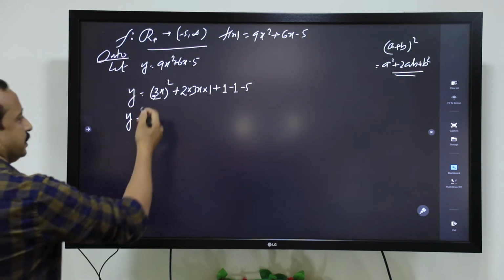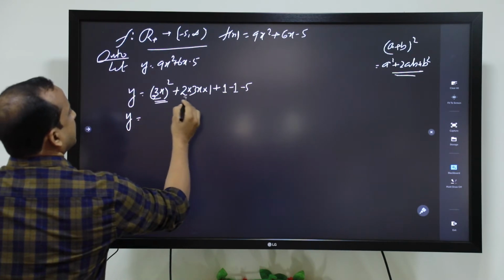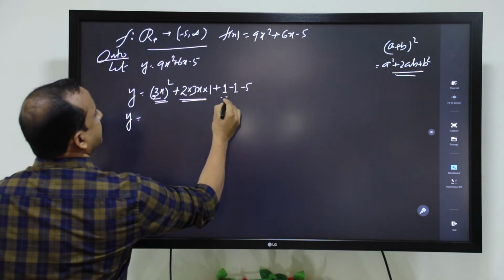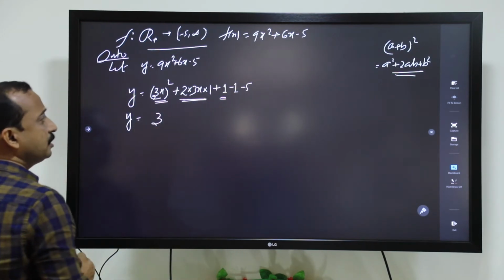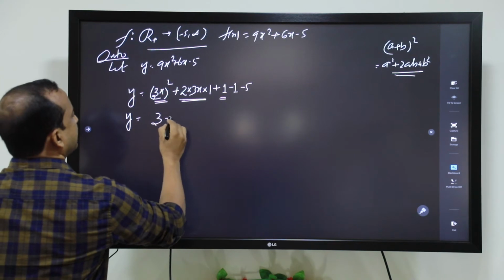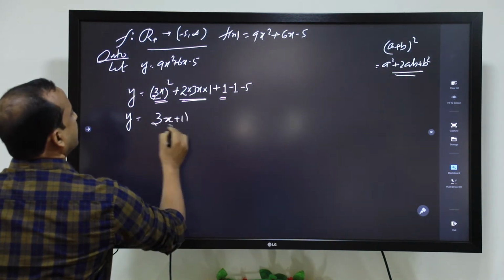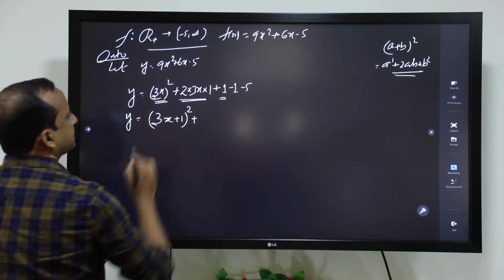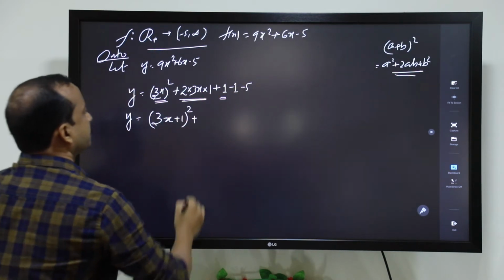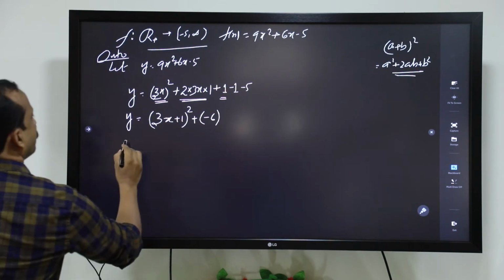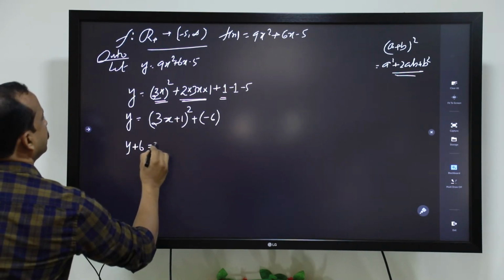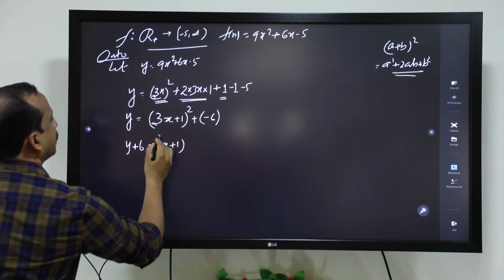It's very difficult to find. Here 3x square, 2 into 3x into 1, plus b square: that is a square plus 2ab plus b square, that is 3x square plus 2 into 3x into 1 plus 1 can be written as (3x plus 1) the whole square, plus the balance: minus 1 minus 5 is minus 6. That is y plus 6 equal to, we get the answer, (3x plus 1) the whole square.